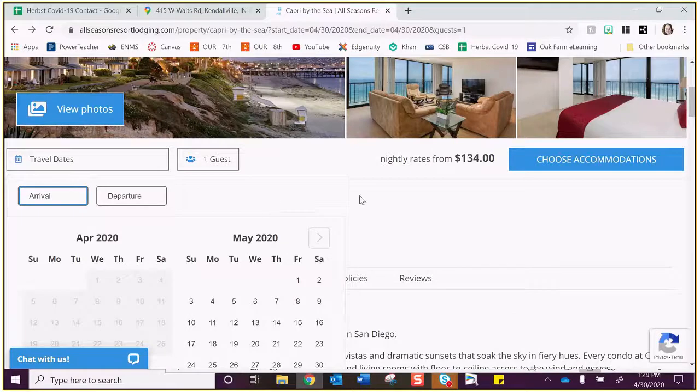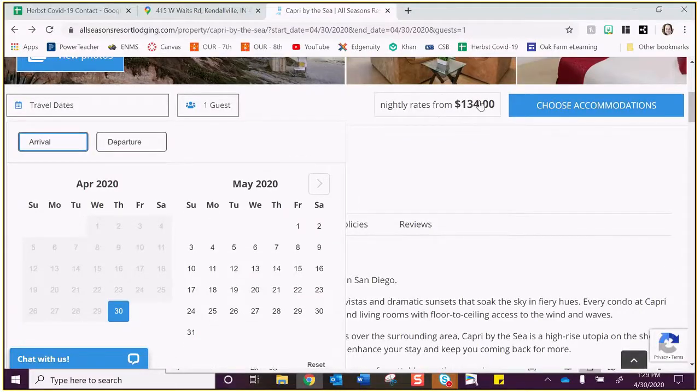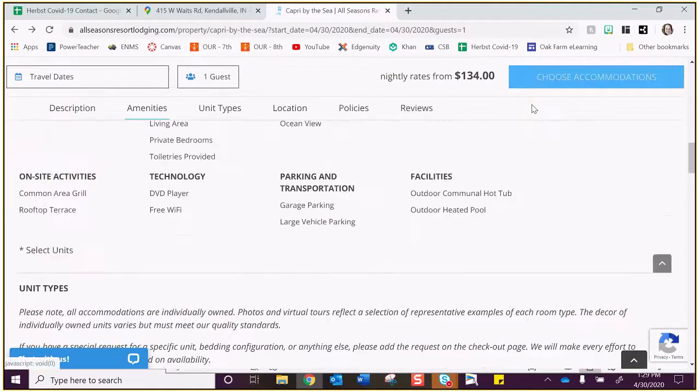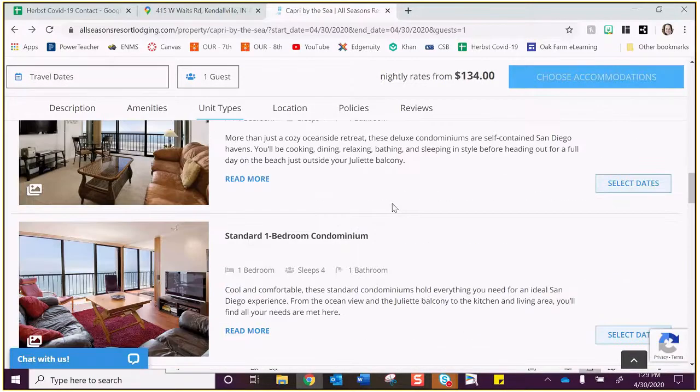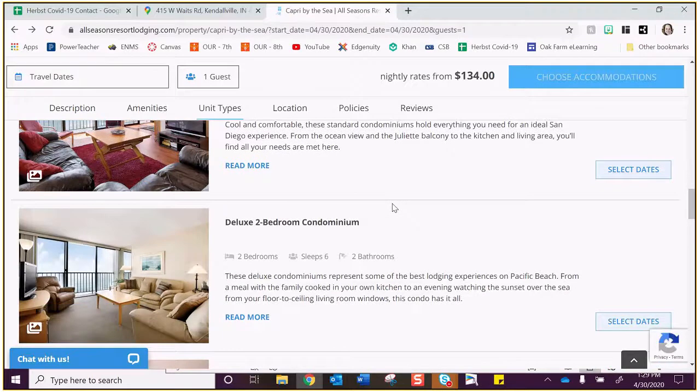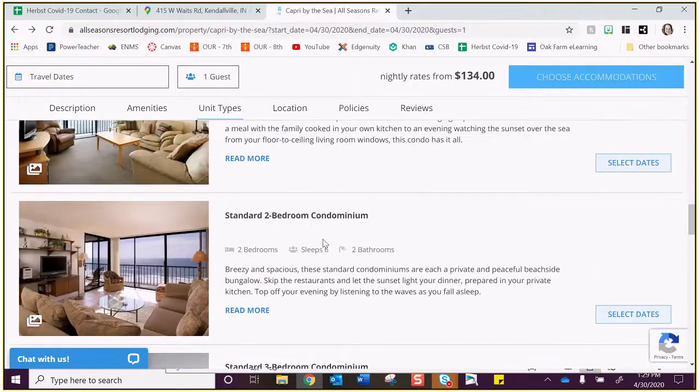Let's see, travel dates. Oh, here we go. Nightly rates from $134. Choose accommodation. So you can start talking about, do you want a 1-bedroom condo? Do you want a 2-bedroom? And you can see how many people it sleeps. This sleeps up to 6 people. I don't need anything this big.